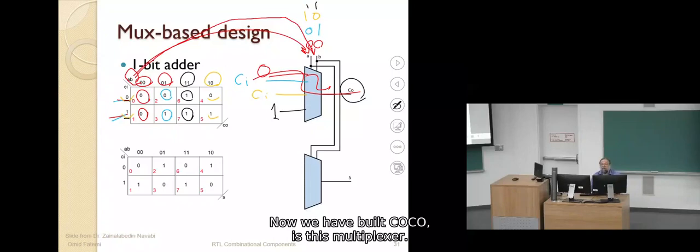CO is this multiplexer. When AB is 0, 0, it is 0. When AB is 0, 1, it is CI. When AB is 1, 0, it is CI. When AB is 1, 1, it is 1. Okay? The same thing for this function.